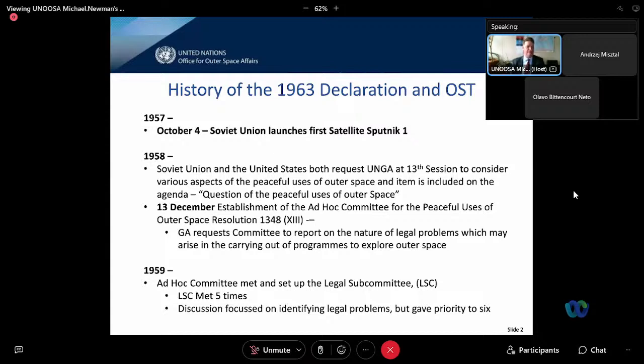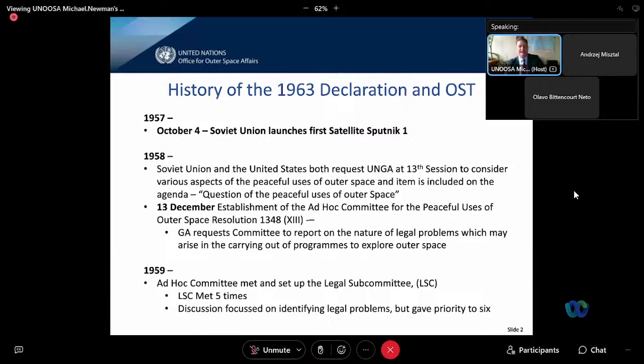Later, in December of that year, 1958, the Ad Hoc Committee for the Peaceful Use of Outer Space was established. This is the precursor to the Committee for the Peaceful Use of Outer Space. The GA requests that ad hoc committee to report on the nature of legal problems, among other things, which may arise out of the carrying out of programs to explore outer space. Over the course of the year, the ad hoc committee met and set up the legal subcommittee. The legal subcommittee met 5 times in 1959 and discussed numerous ideas and issues in identifying legal problems, but gave priority to 6 legal problems.